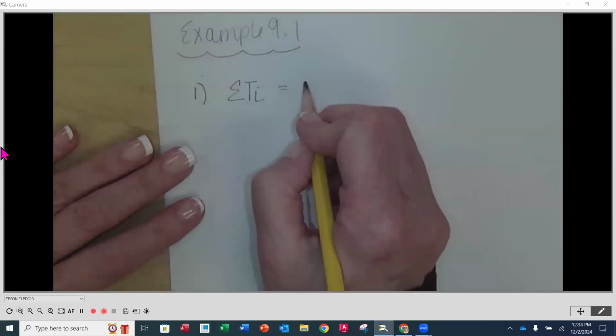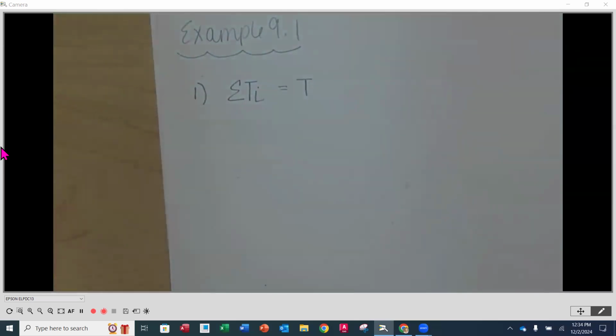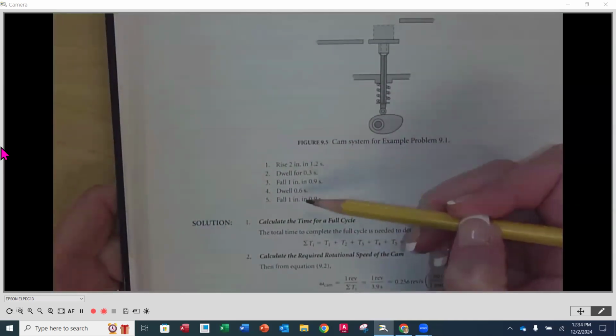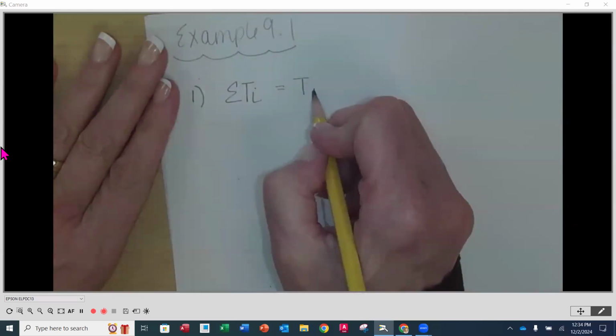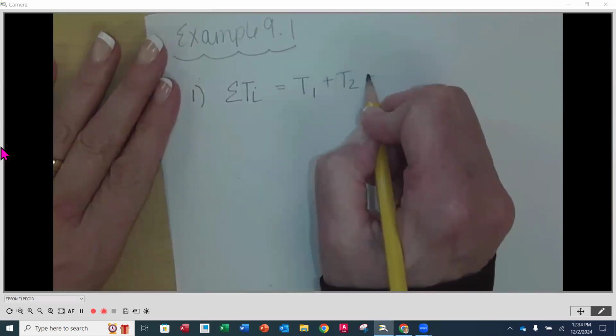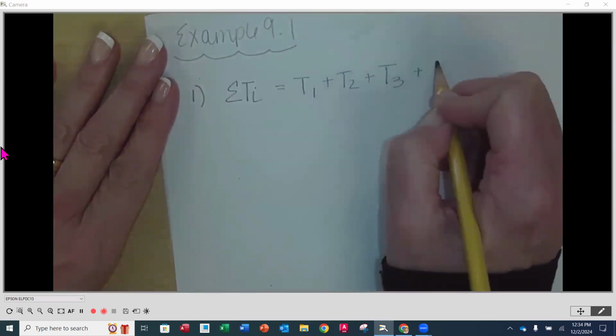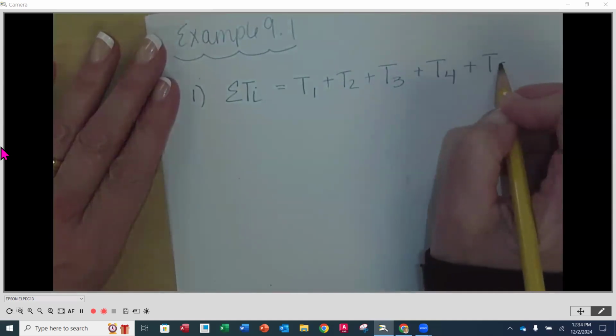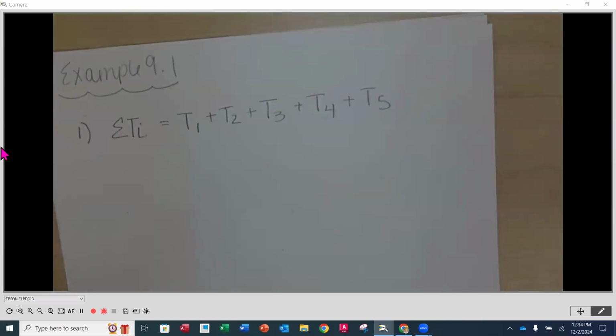It is going to be equal to, we're going to have as many times as steps in our motion that is required. So if we look directly above, there are 1, 2, 3, 4, 5 steps. They're identified there, they're numbered as 5. So I'm going to have a T1 plus a T2 plus a T3 plus a T4 plus a T5, okay?